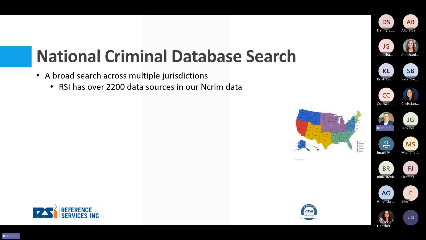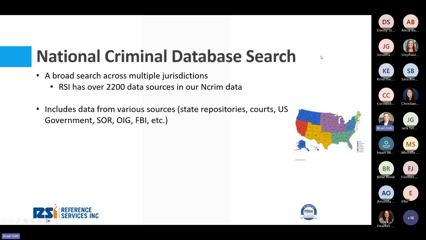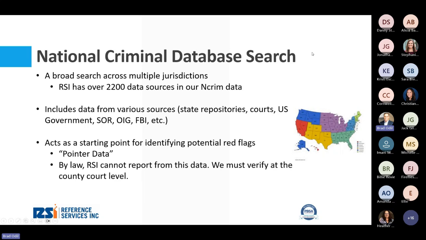We have over 2,200 data sources in our NatCrim list. These include various sources from state repositories, courts, U.S. government, like the sex offender registries, Office of Inspector General, FBI. And we call this data pointer data. And the reason we do that is because by law, RSI cannot report from this data. We must verify anything that we see at the national level at the local county court level where the original court records reside. So most of this data, it again points us to something with more information.